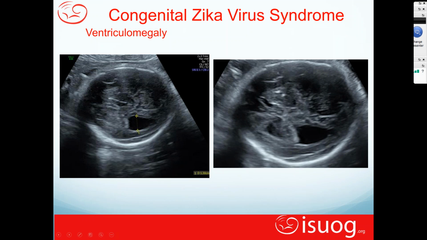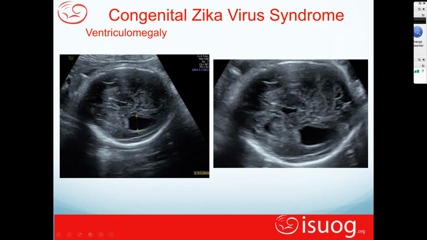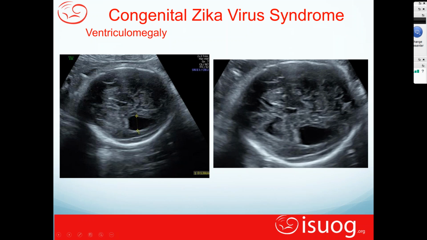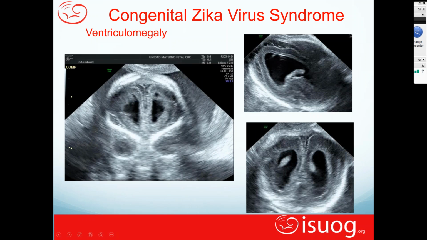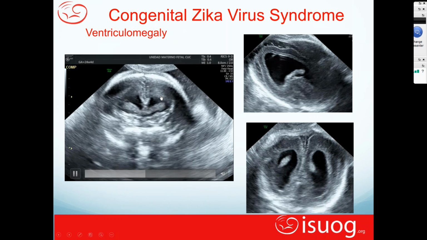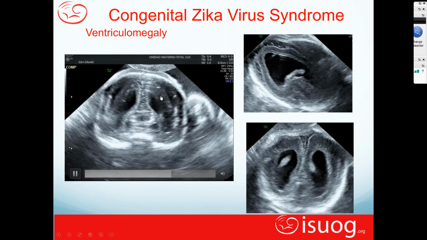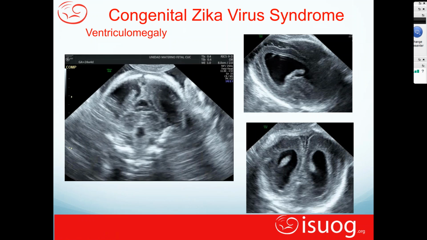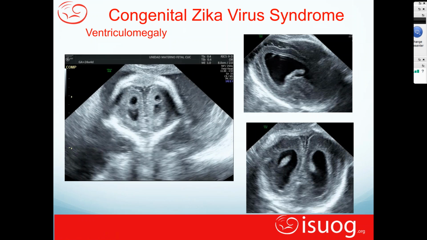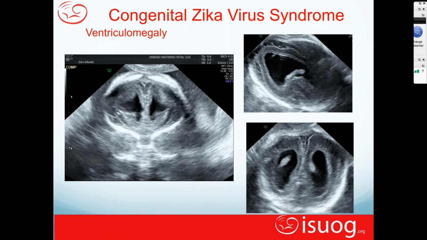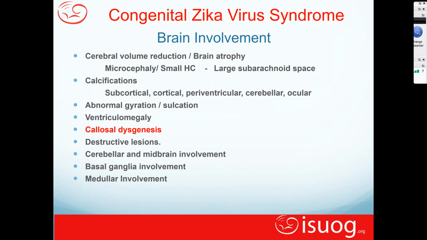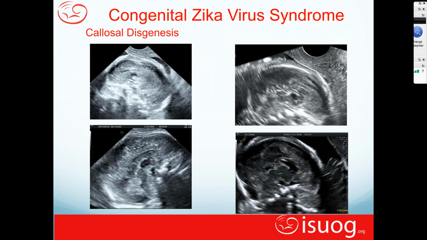More examples of ventriculomegaly, as you can see very nicely here. More examples, and again, here you see the cystic changes that you saw earlier as well. So it's a double insult that has occurred. There's an infectious process that caused an effect on the brain and brain development along the way. Callosal dysgenesis, you may see changes of the corpus callosum.